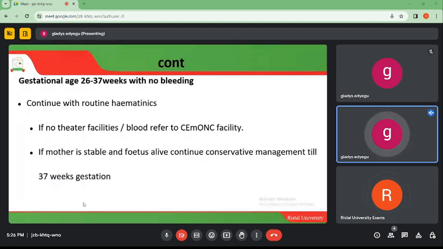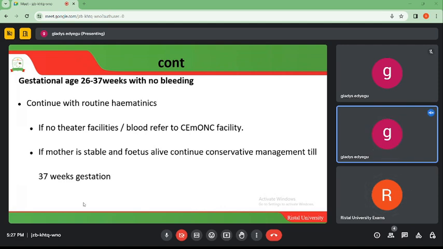So if a mother is stable and the fetus is alive, conservative management is advised till term gestation. So we should not hurry to deliver these babies if the mother is stable. We can keep these mothers until the baby is 37 weeks of gestation so that we don't put our babies at risk of dying due to prematurity, because we realize most of the babies die due to prematurity. So if the mother is stable, give conservative management and close monitoring to these mothers till it is 37 weeks of gestation.